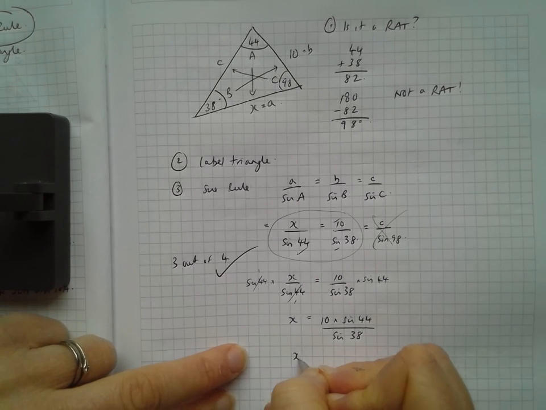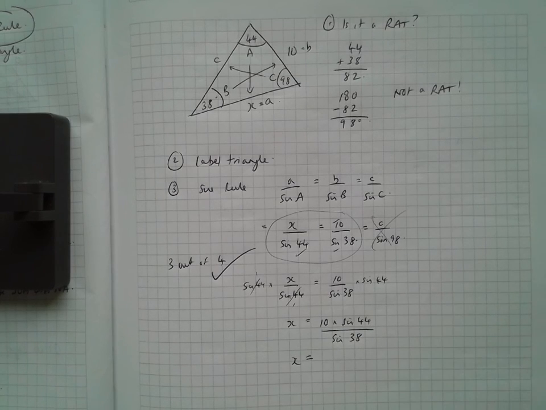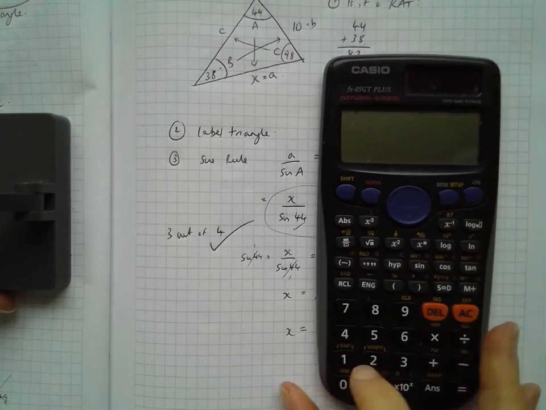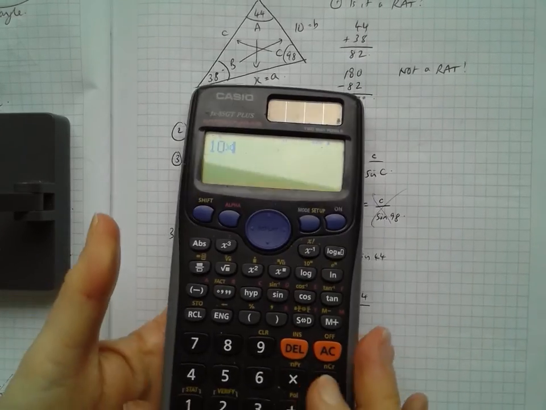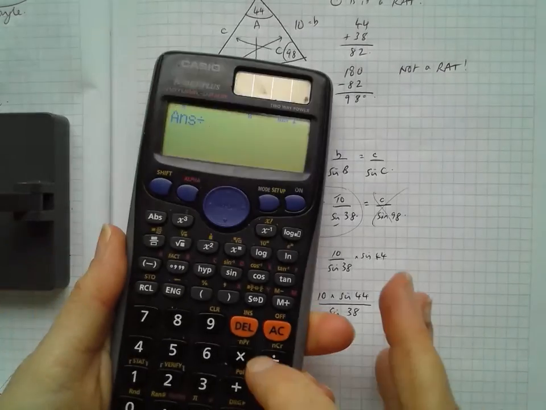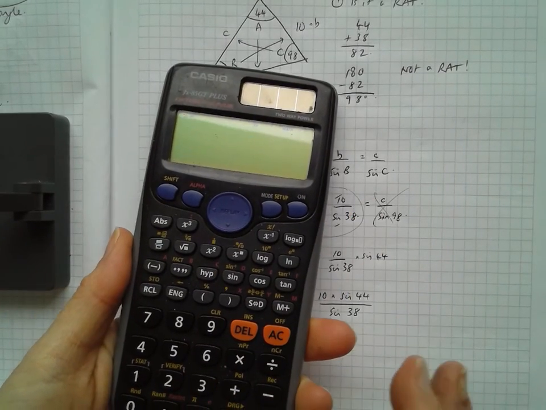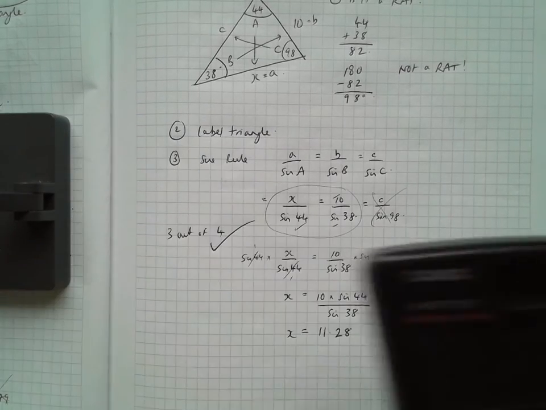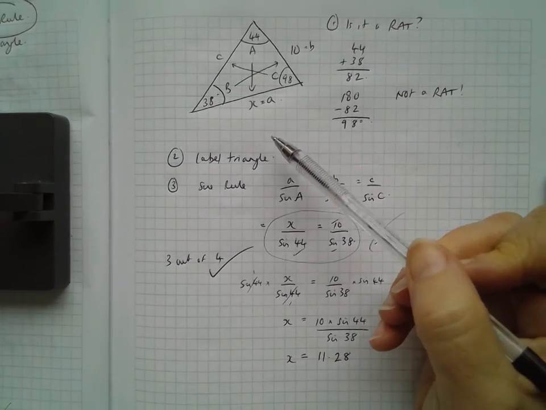So x is equal to 10 times sine 44 equals, divided by sine 38 equals 11.28. So x, the missing side here, is equal to 11.28.